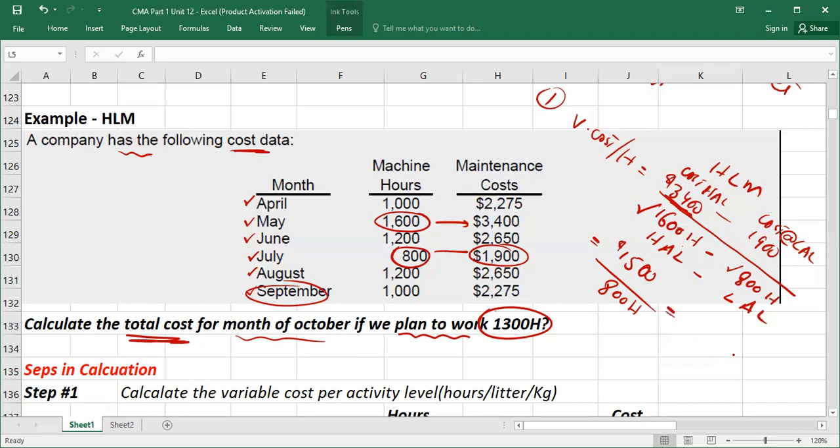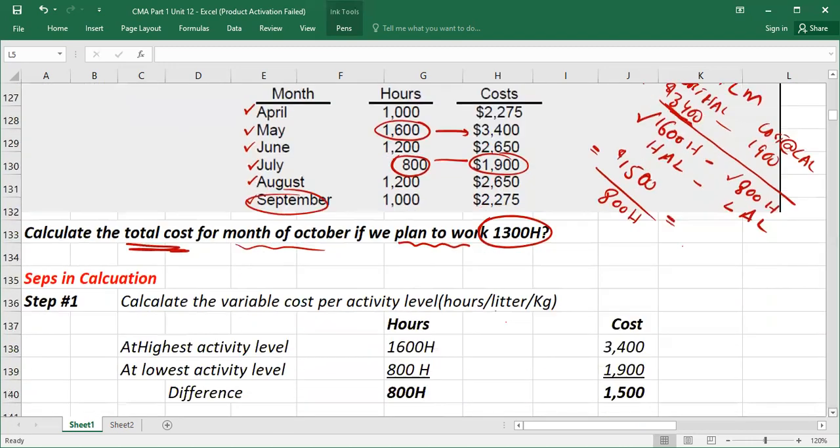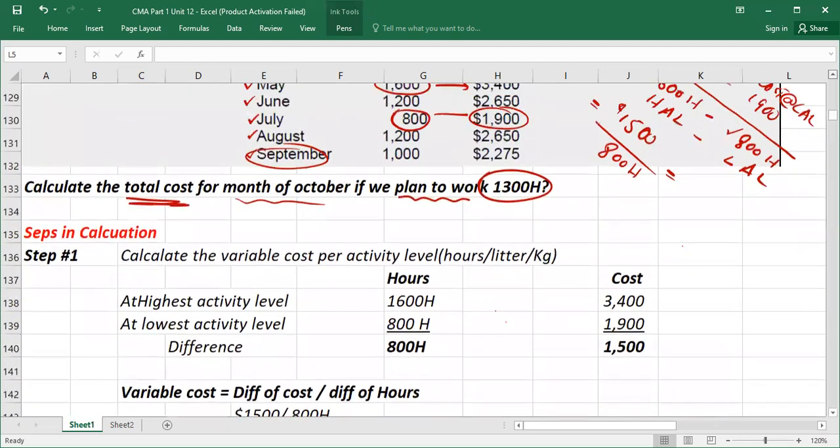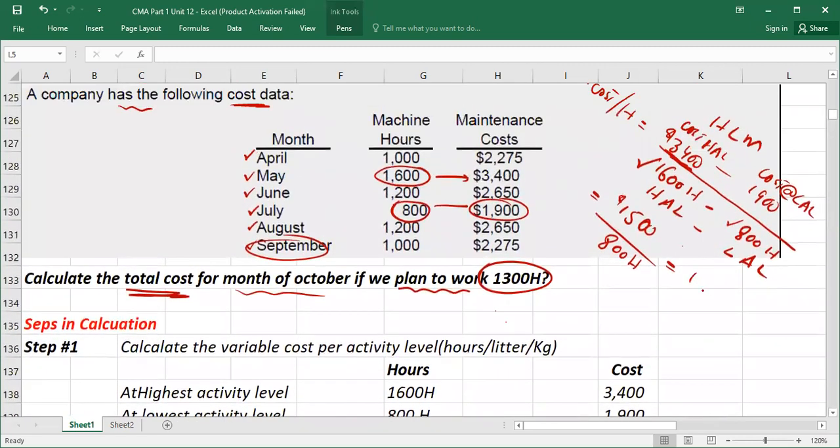So you will get variable cost per hour. Variable cost per hour will be $1.875 per hour. This is your variable cost. This is step number 1.